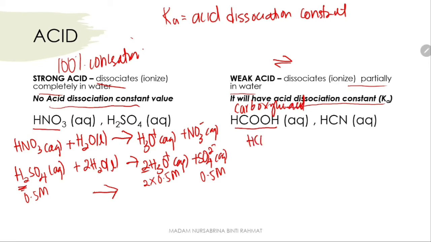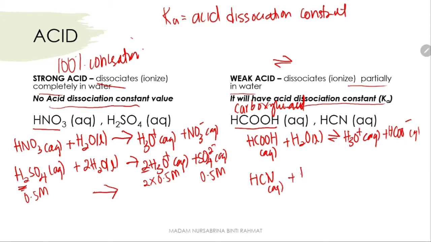Okay, so HCOOH reacting with water, liquid, will partially dissociate, forming H3O+ plus HCOO-. Okay, secondly, HCN plus H2O, liquid, partially dissociates in water, so that's why we use a reversible arrow, releasing H3O+ plus CN-. Okay, so that is your weak acid versus your strong acid.